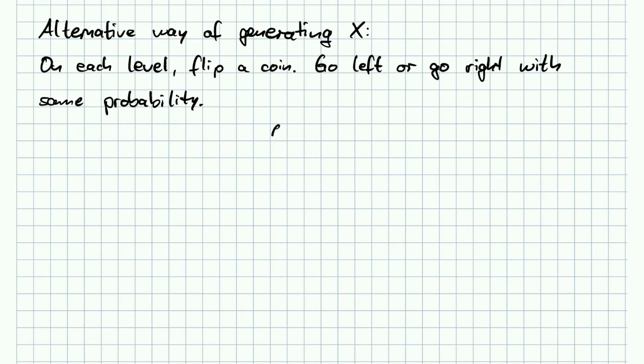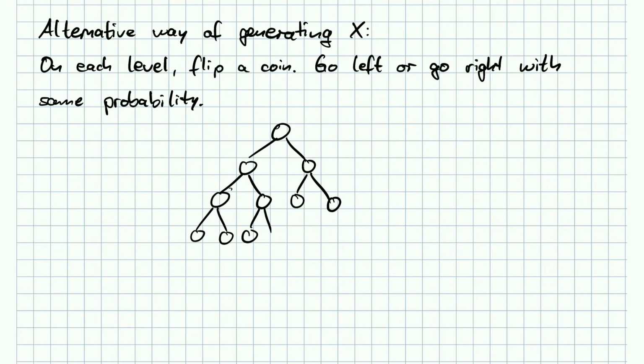So how can you think about this? Once again, this would be what our tree looks like. And now rather than drawing one of these leaves here at the bottom, we'll start from the root and then we'll go left or we'll go right with the same probability. So this might now be our next one. And then again we go left or go right with the same probability. And this way we then end up with, for example, this path.